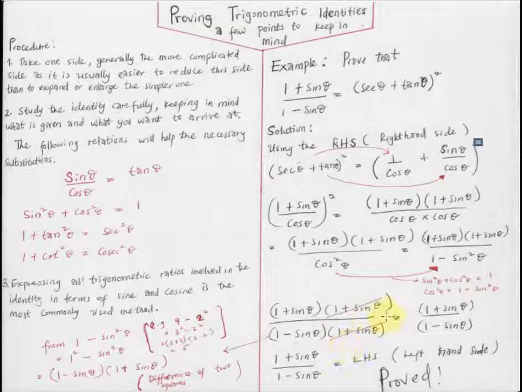Now 1 plus sine theta cancels 1 plus sine theta from above, and we're left with 1 plus sine theta over 1 minus sine theta. So you see we've reduced the right hand side, and this looks exactly like what we're given on the left hand side. If they look the same, it surely means that they're equal to one another. So we've proved that 1 plus sine theta over 1 minus sine theta equals sec theta plus tan theta, squared.